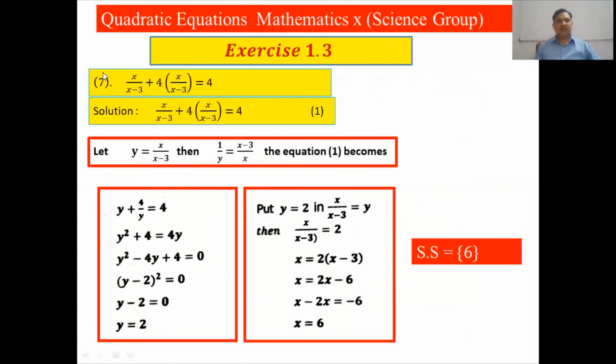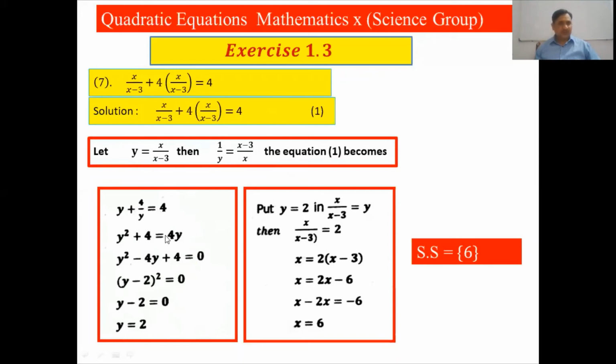Question 7: x/(x − 3) + 4 times (x − 3)/x = 4. Again, this is the second type of equation. In this equation, we suppose y = x/(x − 3), then 1/y will be equal to (x − 3)/x. Replacing these values in equation 1, we have y + 4/y = 4. As y is the LCM of this equation, multiplying both sides by y, we have y² + 4 = 4y.